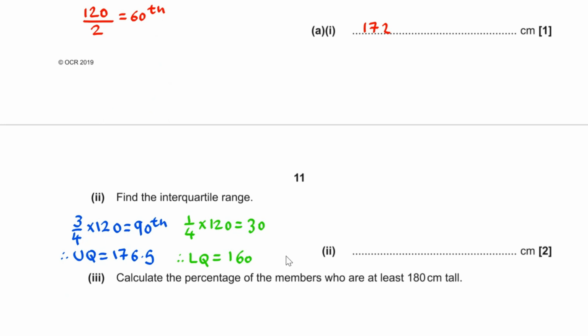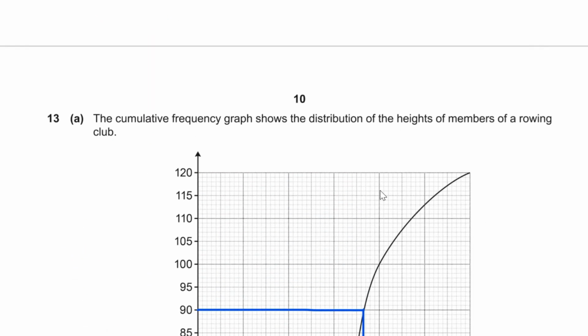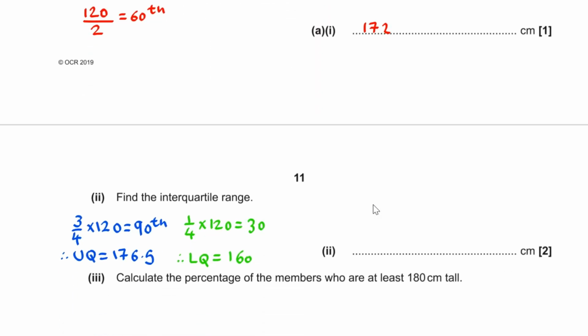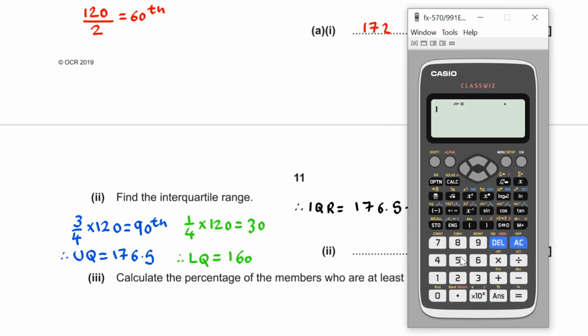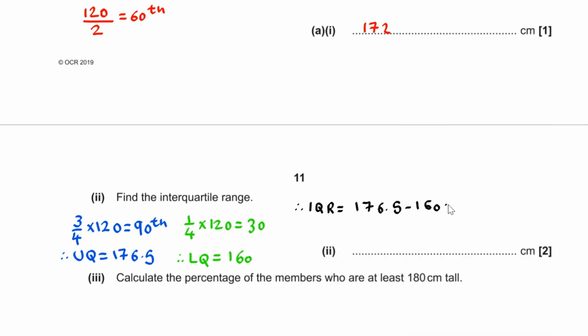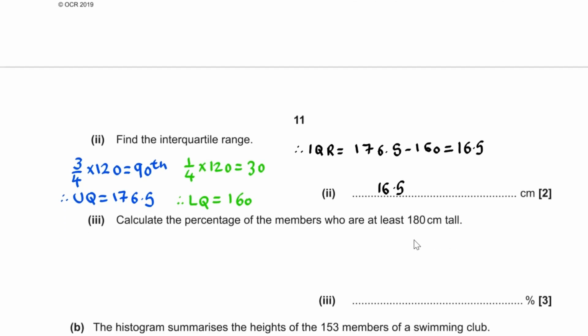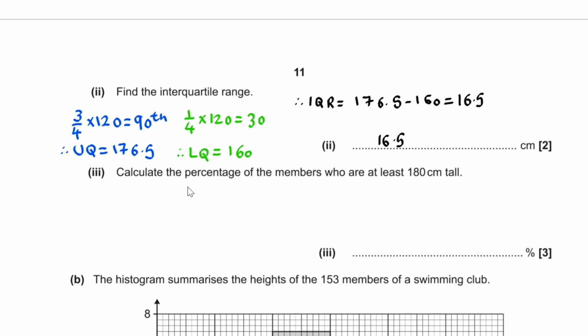And therefore for the interquartile range, what we'd have is the interquartile range equaling the 176.5 take away the 160. So if we work out the difference between these, we end up with 16.5. So we've got 16.5 centimeters. And now we have to calculate the percentage of the members who are at least 180 centimeters tall.